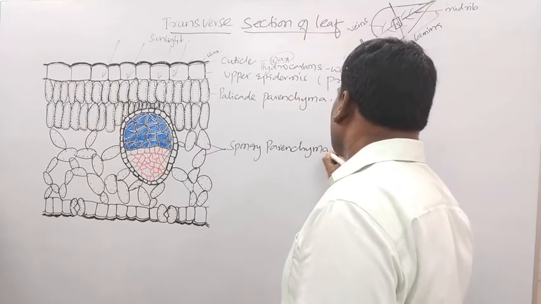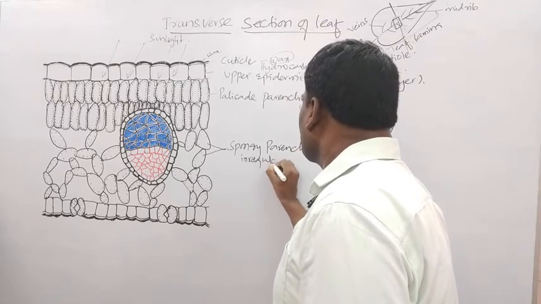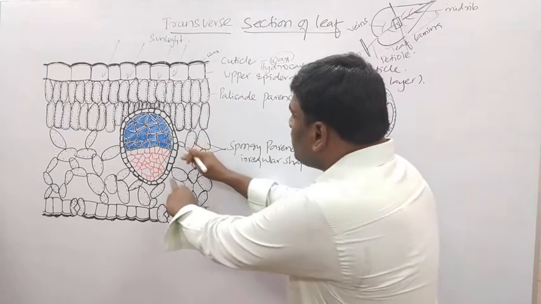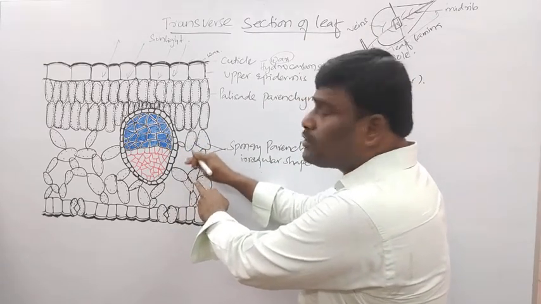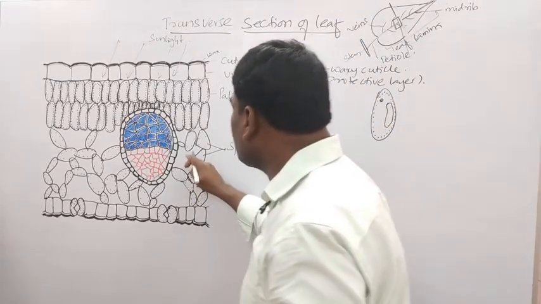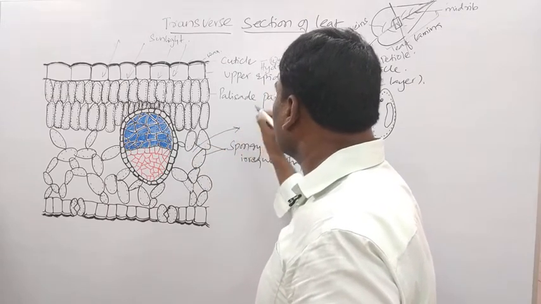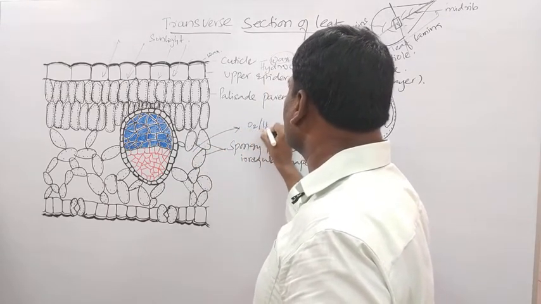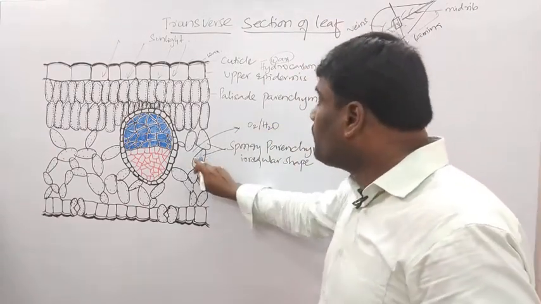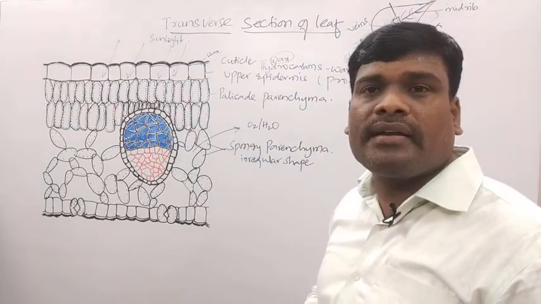Spongy parenchyma, children. Generally they are irregular in shape, and moreover the intercellular space between the cells is very large. In this space we see oxygen as well as water in between the intercellular space of this spongy parenchyma.